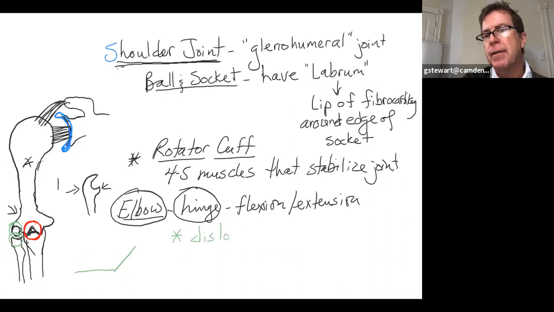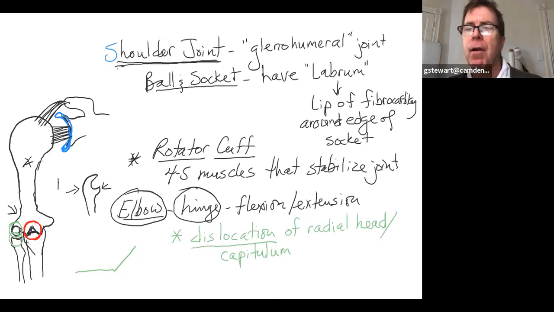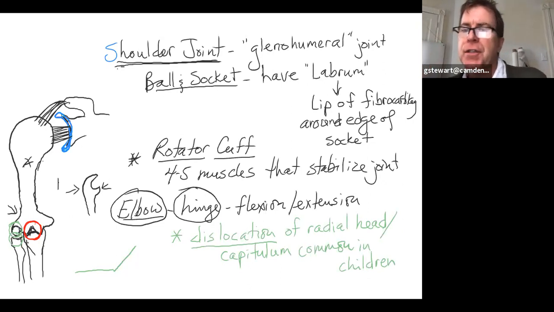Just giving you a fun fact. I don't even think this is in your book. Dislocation of the radial head slash capitulum is actually the most common dislocation in the arm of children. Dislocation just means one of the bones becomes misaligned and is considered out of position, out of alignment.